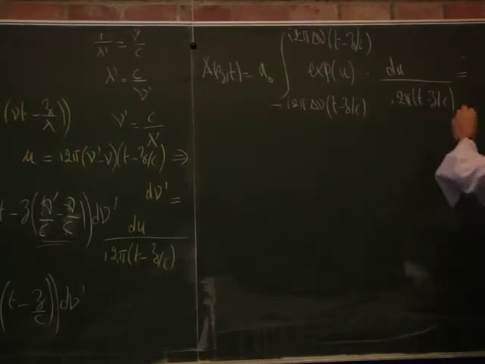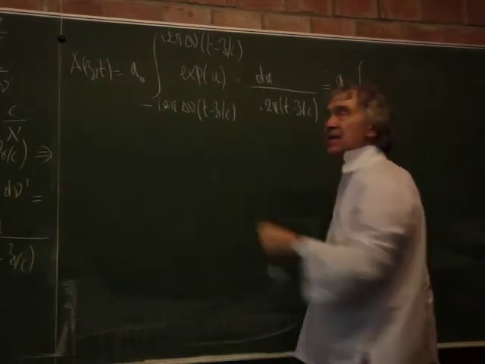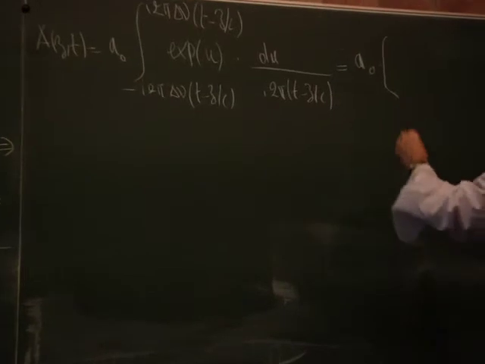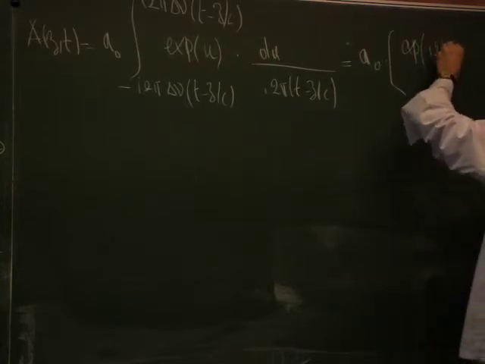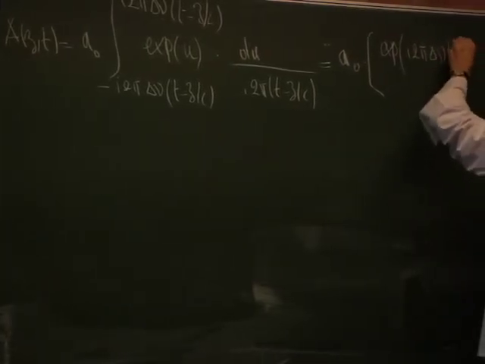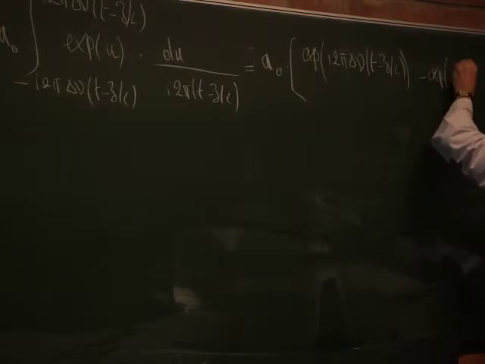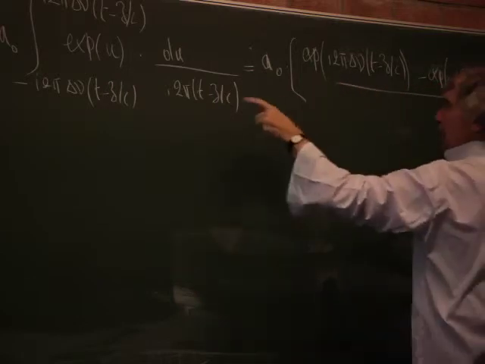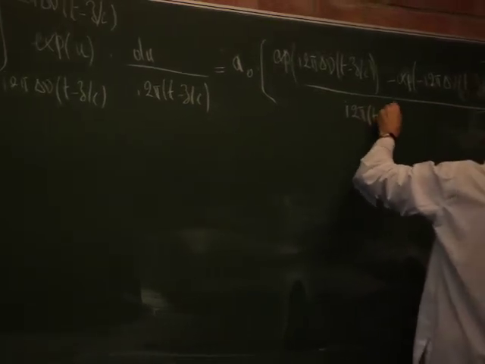Okay, I continue. This will be equal to A0. This integration is easy, because integration of exponential is equal to exponential. So it will be exponential of i 2 pi delta nu times t minus z over c, minus exponential of minus i 2 pi delta nu times t minus z over c. Close it. And I divide it by i 2 pi times t minus z over c.